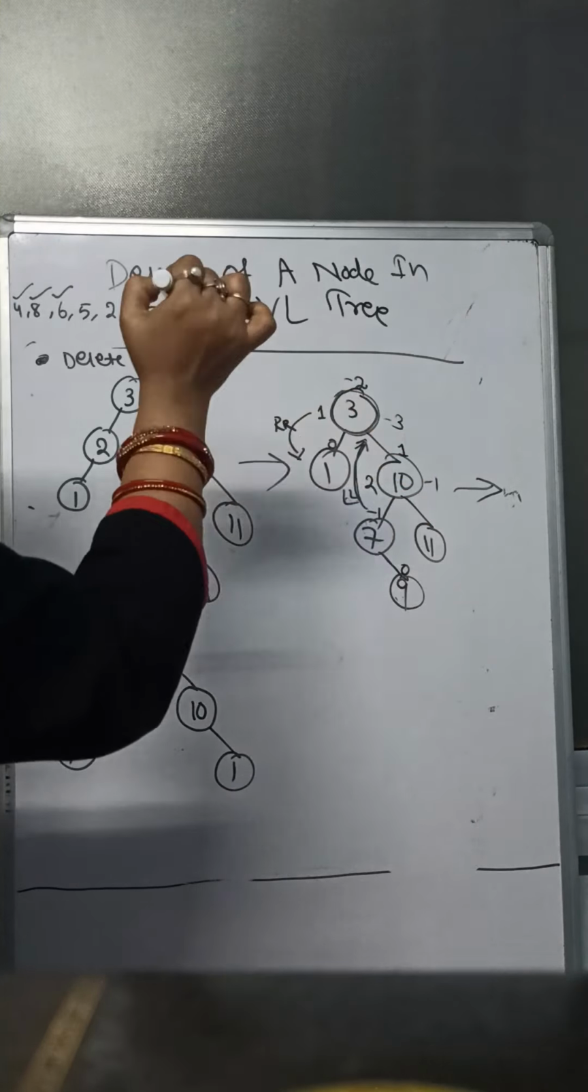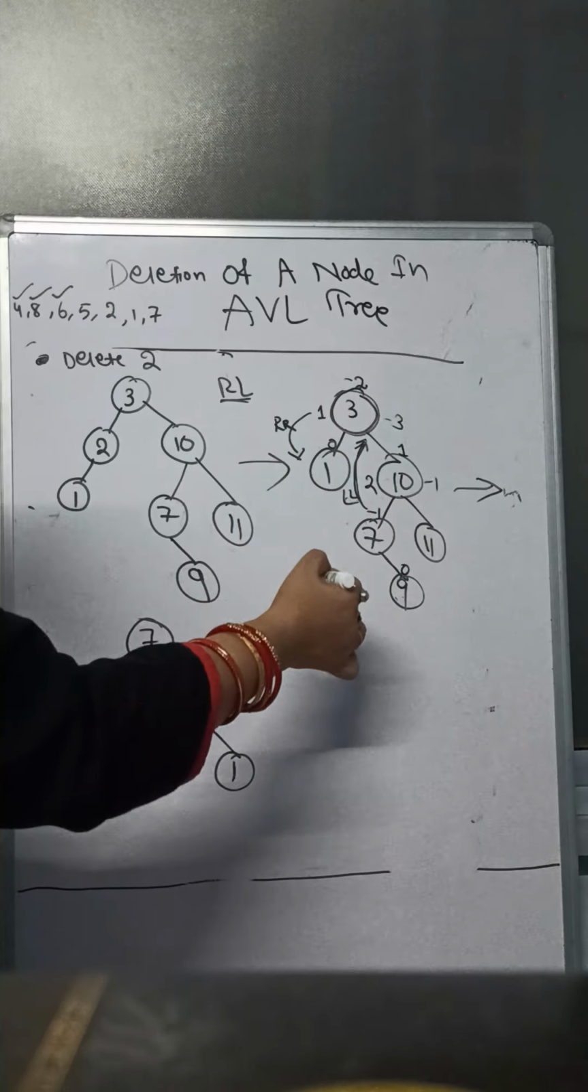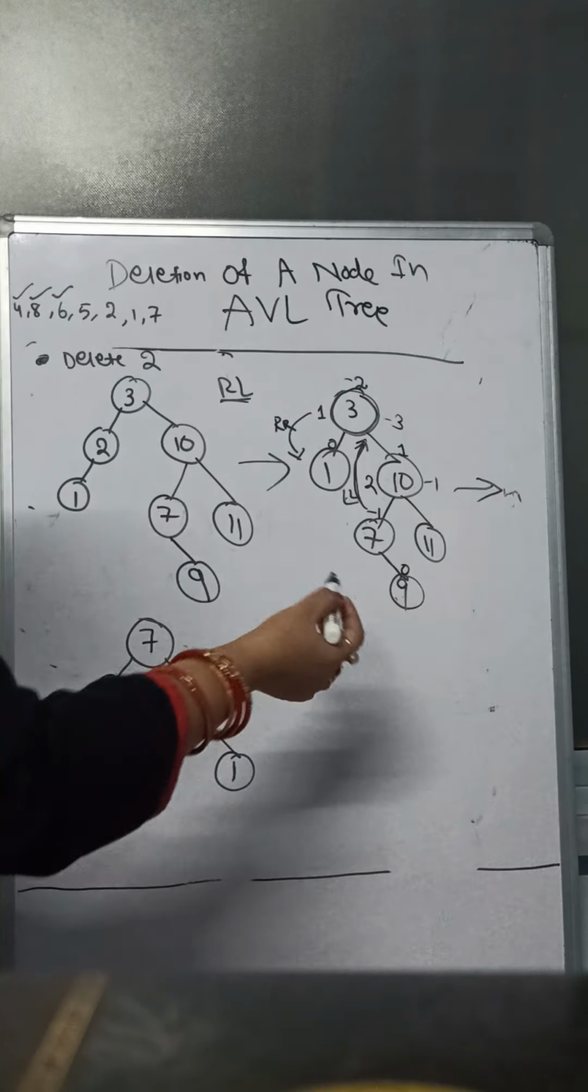Right rotation, then left rotation. Right rotation: 3 comes here, 1 comes here. Left rotation: 7 goes to the root. You can also think like that. This is your RL rotation from the right subtree. From the right subtree, the most promising is 7 because 7 is greater than the left subtree and less than the right subtree. So 7 will go there.